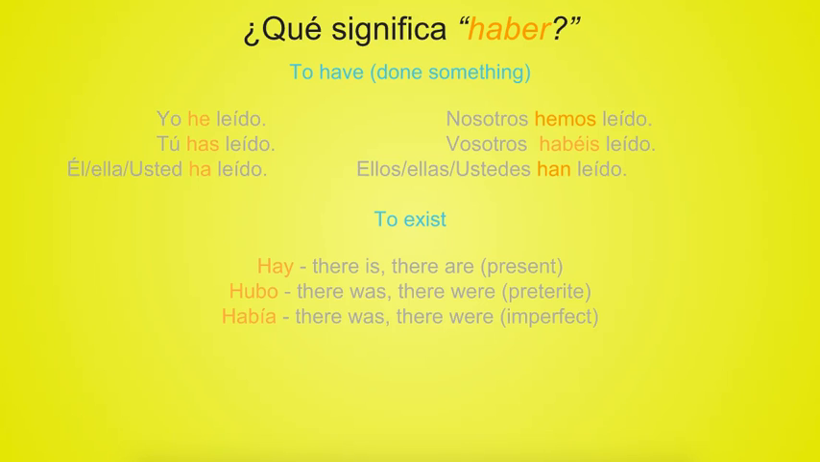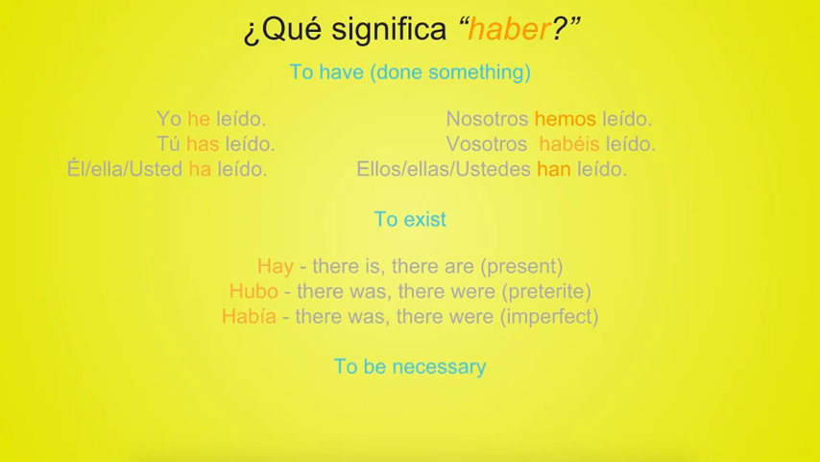One example when you might use hubo, although this would be pretty rare, is just if you're talking about one isolated incident in the past. So if you wanted to say, for example, there was a cat under the table and it was just this one time, then you could use hubo, but typically you would use había.